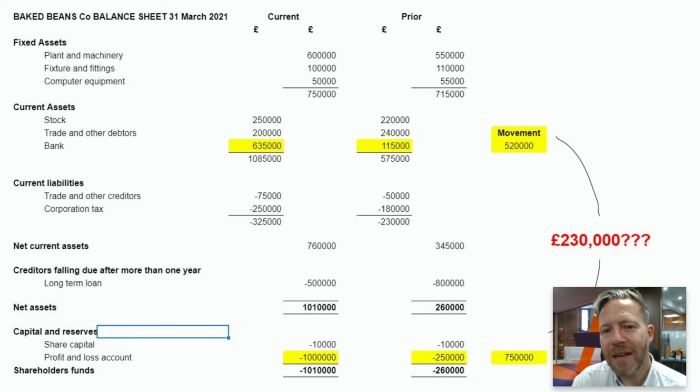Now let's remind ourselves of the balance sheet that we had for Baked Bean Co. And I've popped in there again the movement on the bank account of £520,000, the profit and loss account movement of £750,000, and therefore this missing £230,000. Where is it? That's the whole purpose of preparing a cash flow statement.